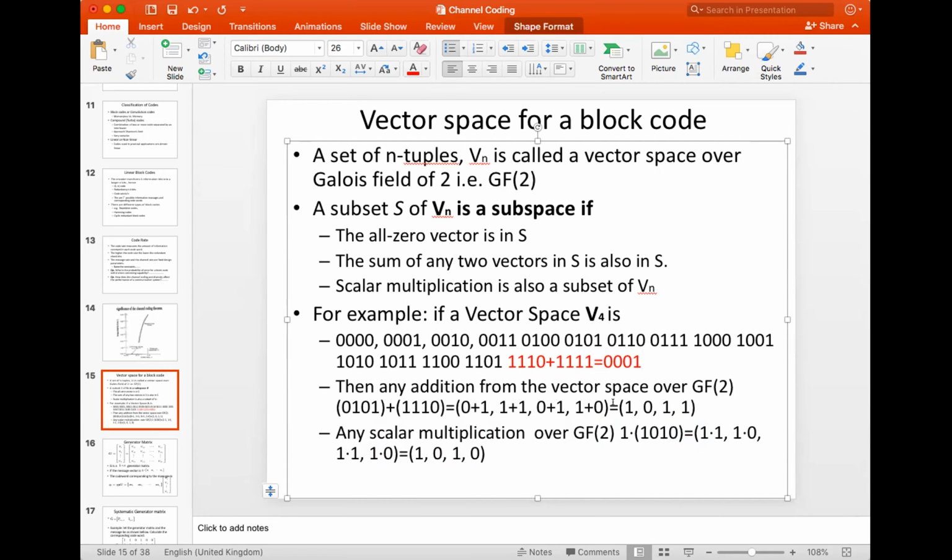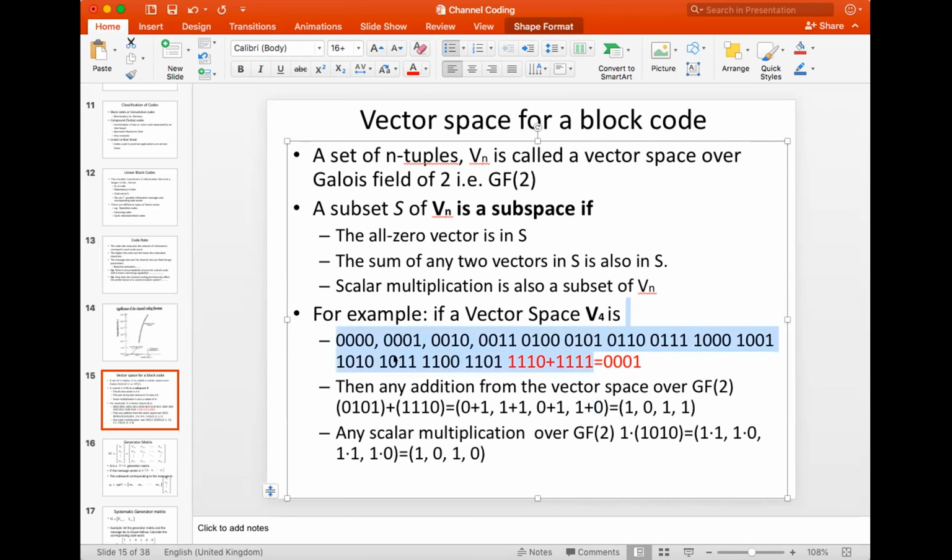So you can go back and remind yourself of some of those things. So anyway, that's what you have. If you have 1, 0, 1, 1 and you add to this one, you have 1, 0, 1, 1, which is a subset of this space.